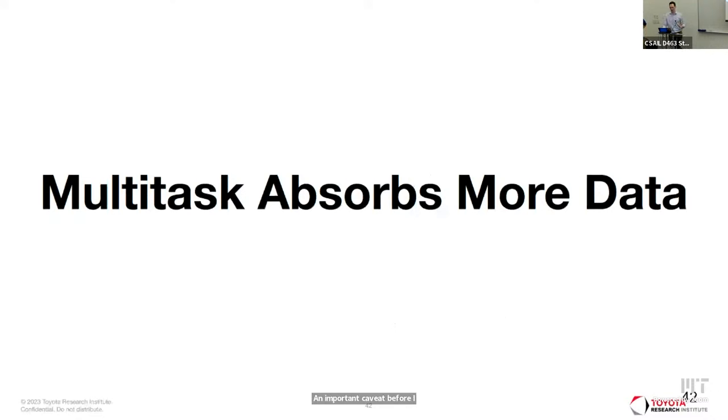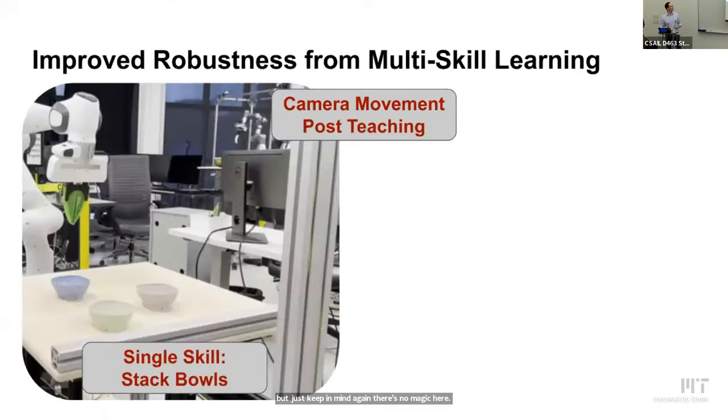An important caveat before I talk about some of the early results in this area is that by design, this multitask formulation absorbs more data. I'm going to show you some comparisons of a single task policy and a multitask policy. And the multitask policy is cheating. It has access to a lot more samples from all of the other skills that the robot's been taught. That's by design, right? Because we want a system that's able to absorb large volumes of this data. But keep in mind, there's no magic here. The reason you're going to see some performance differences is that we're absorbing more data with this approach.